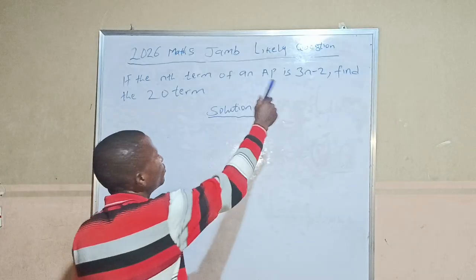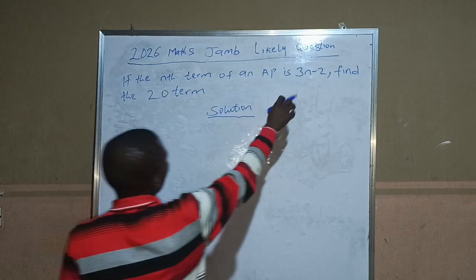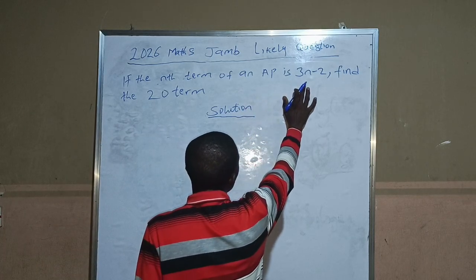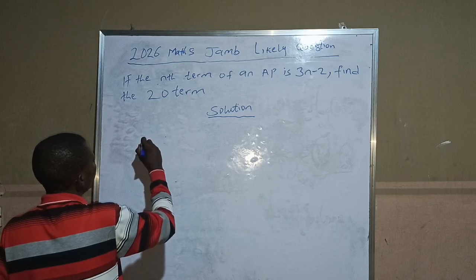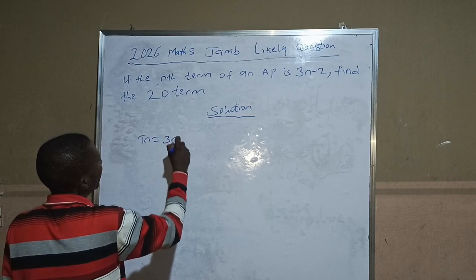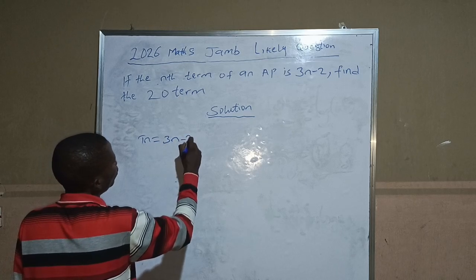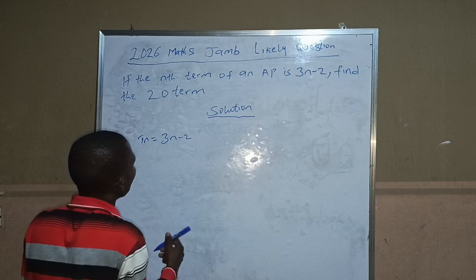Now you are given another equation for the nth term of an AP, and this is the formula that you are given now for the nth term of an AP. That's Tn was given as this, that's 3n minus 2. N here represents the number of terms that you are asked to find.